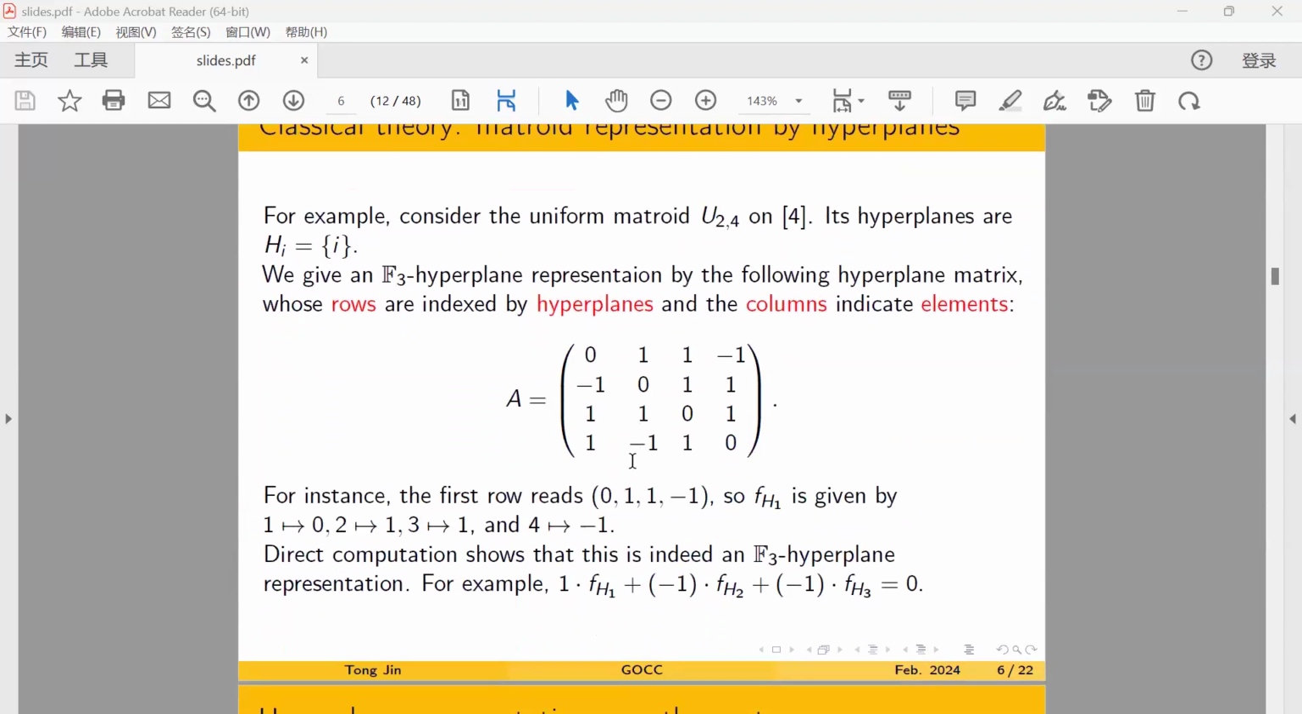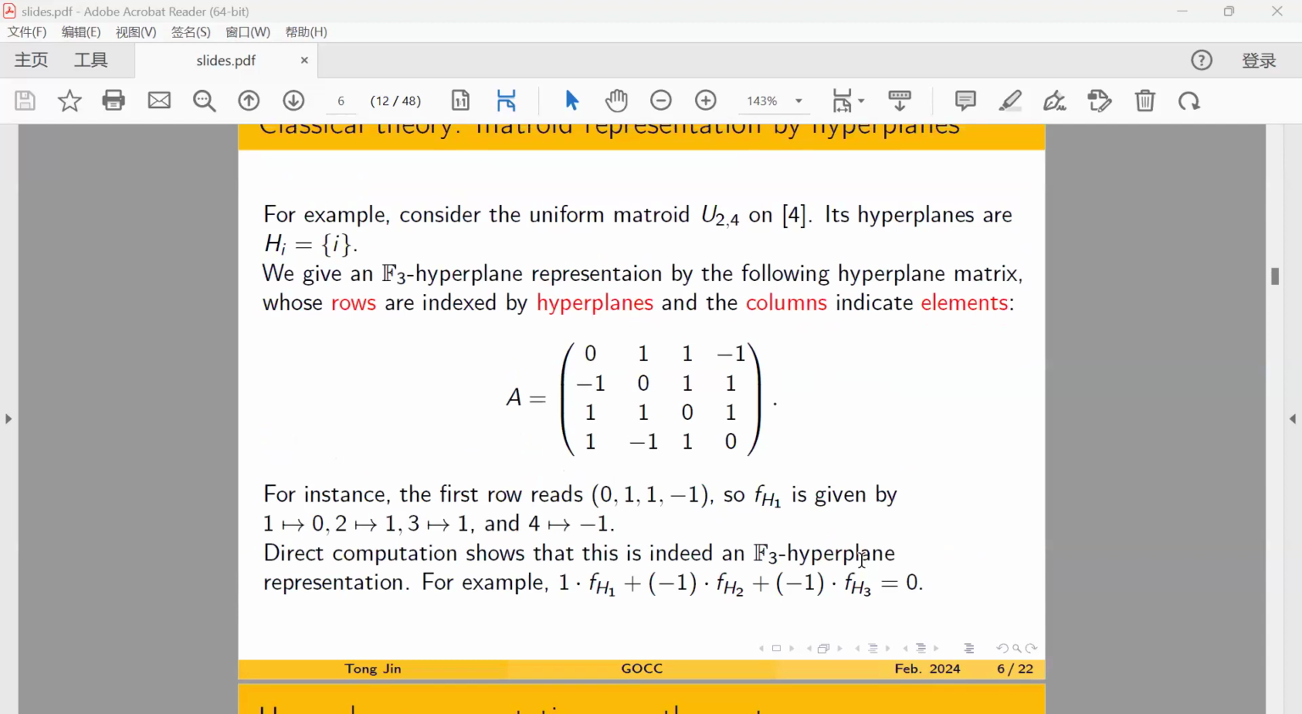And you can use direct computations to find out that it is an F3 hyperplane representation because, for instance, H1, H2, H3 form a modular triple of hyperplanes. The intersection is the empty set, which is corank 2 because it is 2 minus 2 is 0. And the linear dependence is given by 1 times f_H1 plus -1 times f_H2 plus -1 times f_H3. It's the 0 function. So we get 0 for all elements simultaneously once we take the linear dependence.